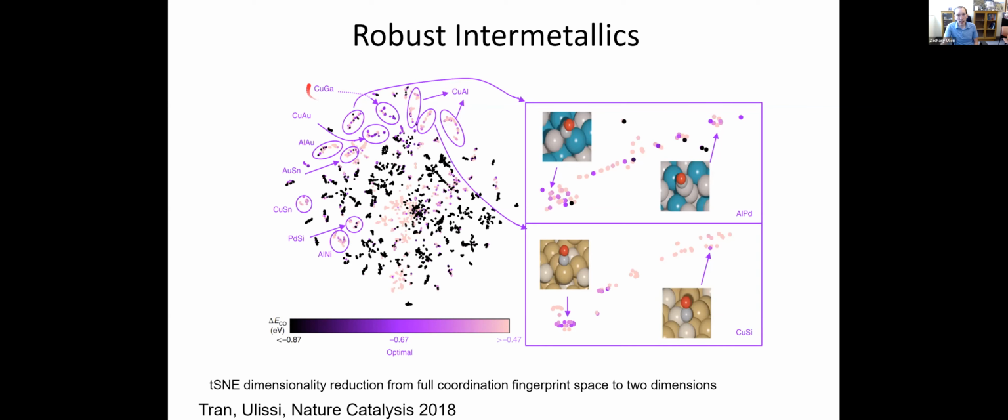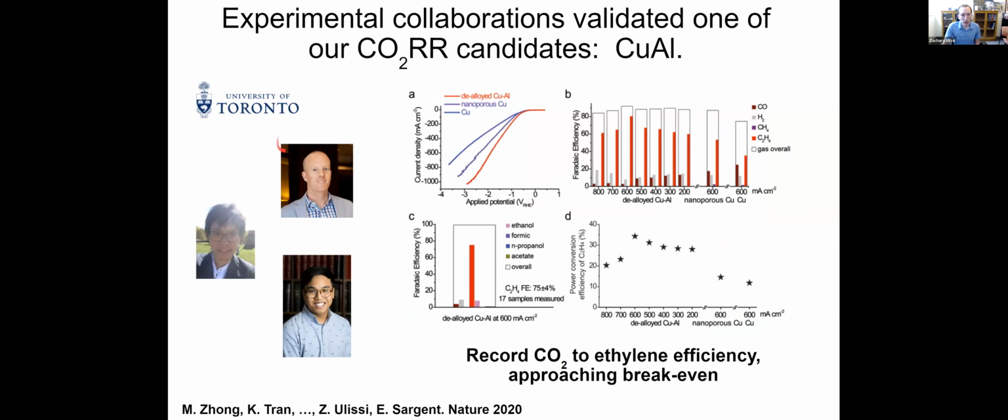Quite a few of these other binary combinations, copper gallium, copper tin, aluminum nickel, also looked quite interesting. All of these ones in purple were the ones that we highlighted as potentially exciting and worth following up on. Our collaborator, Ted Sargent at the University of Toronto, spent a lot of time digging through and trying to verify these.